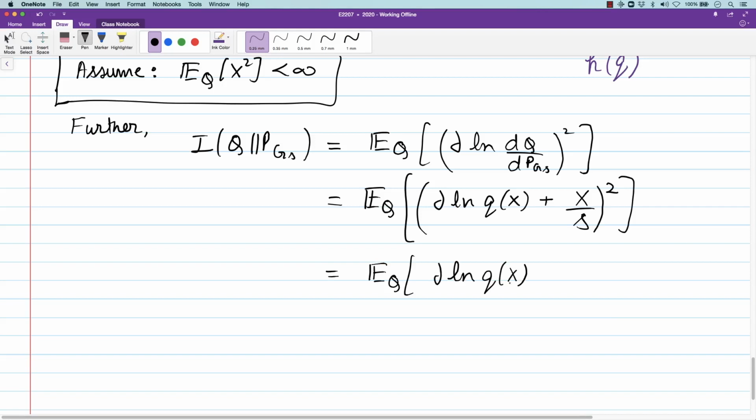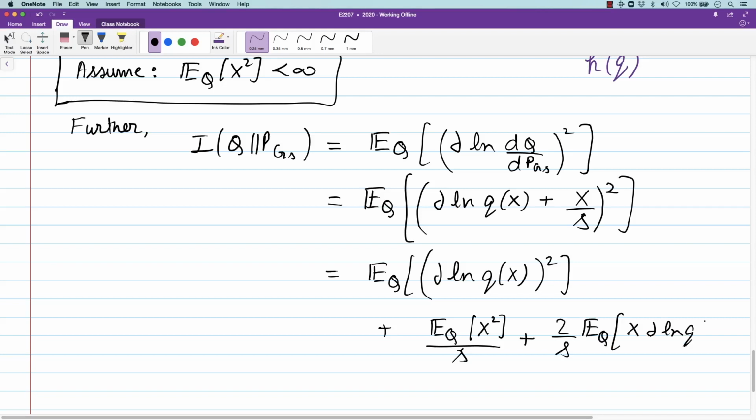This is log of density. The Gaussian part of the density has now disappeared. This is log of the standard Lebesgue density plus this term here, expected value under q of x square by s, and plus 2 by s into expected value under q of x times this term.